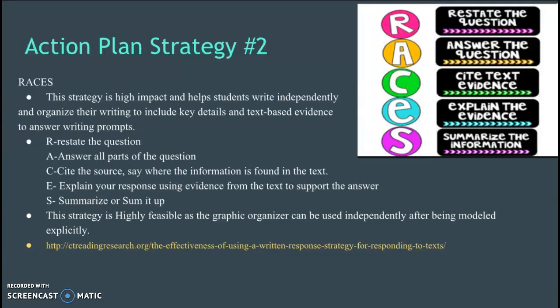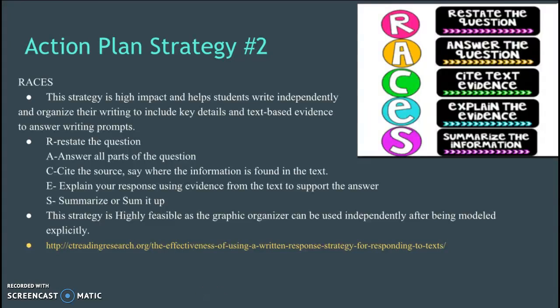RACES is an acronym which stands for R, Restate the question, A, Answer all parts of the question, C, Cite the source and say where the information is found in the text, E, Explain your response using evidence from the text to support the answer, and S, Summarize or sum it up. What have you been talking about? What is the main idea?